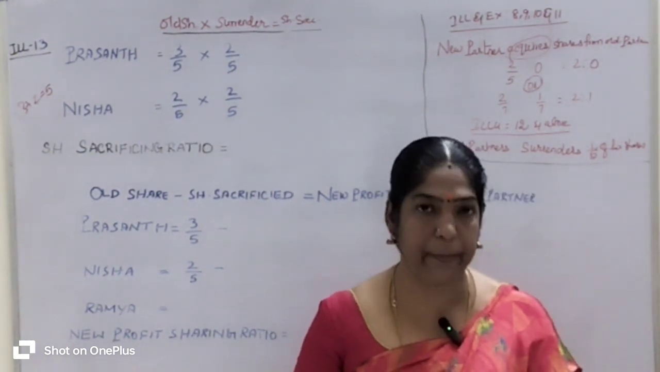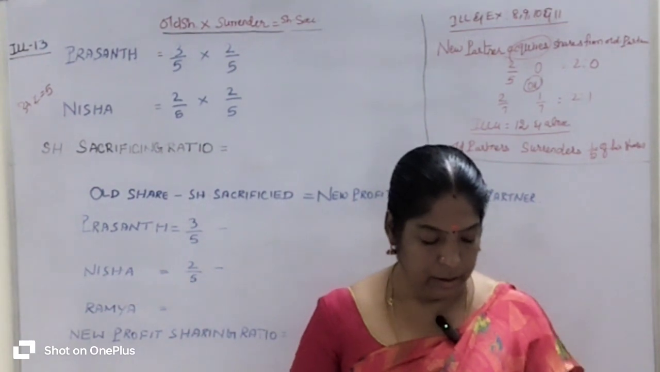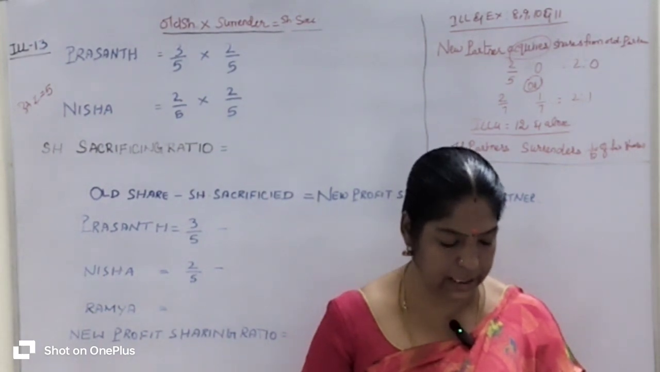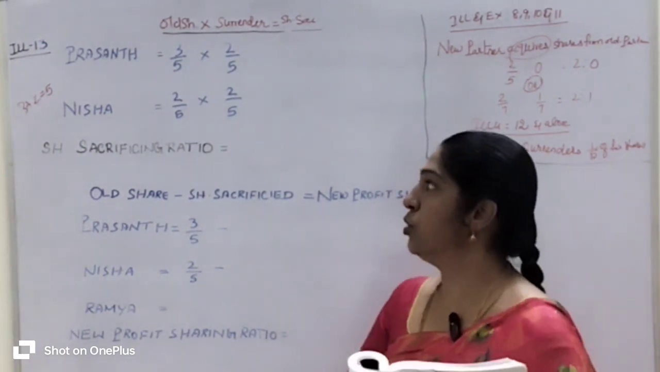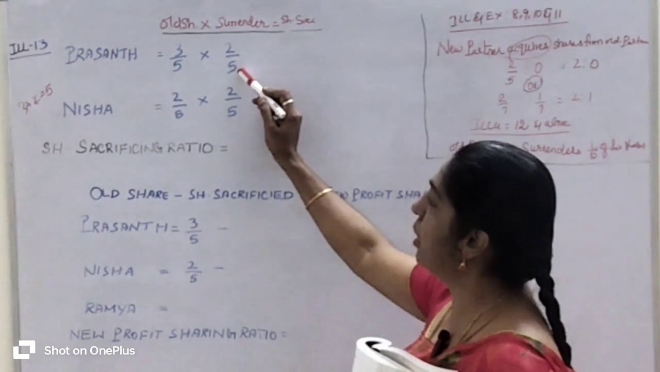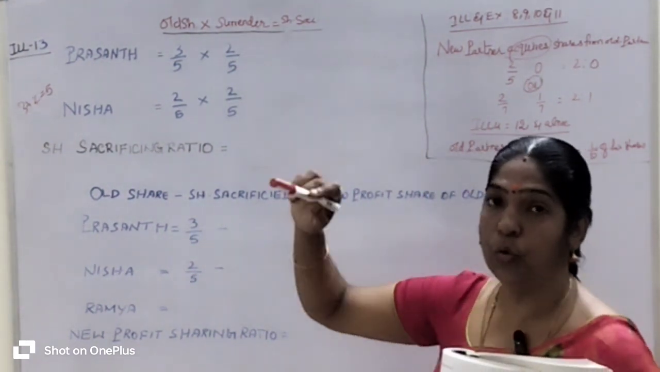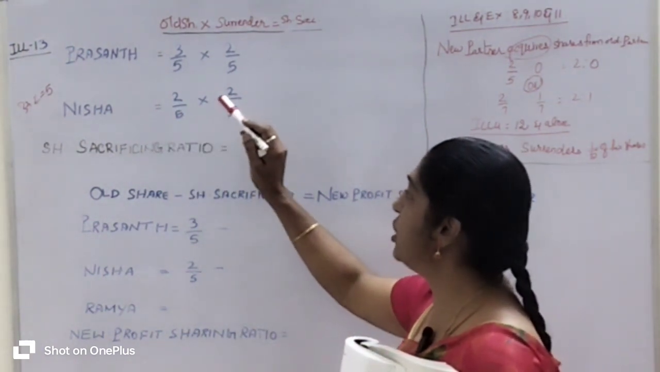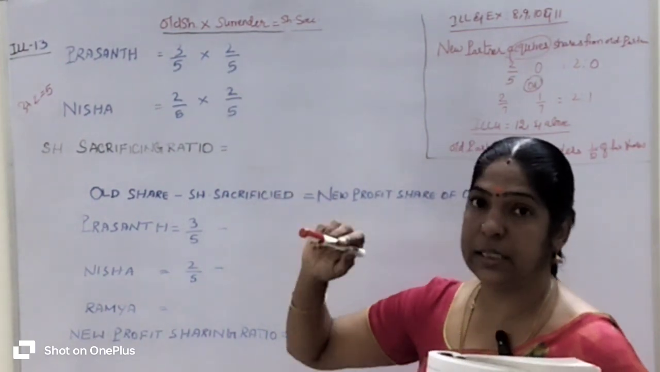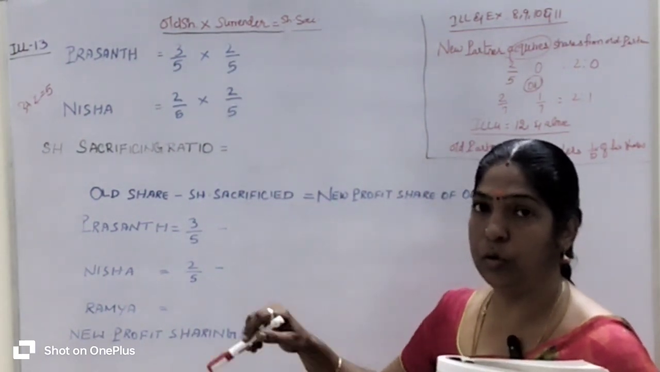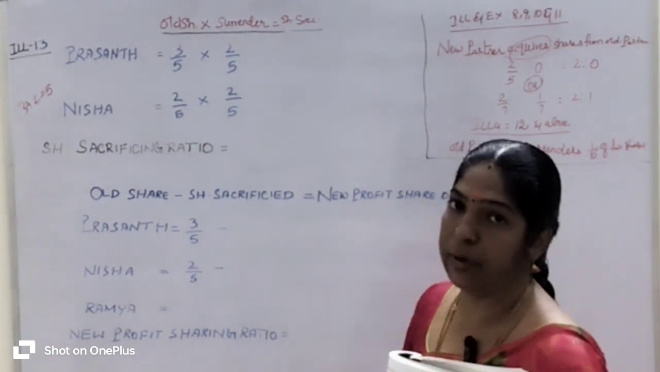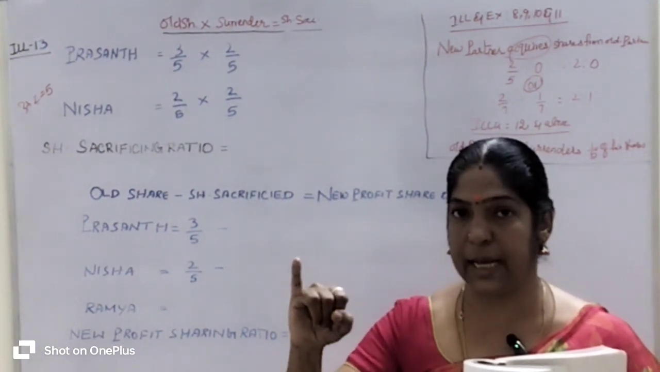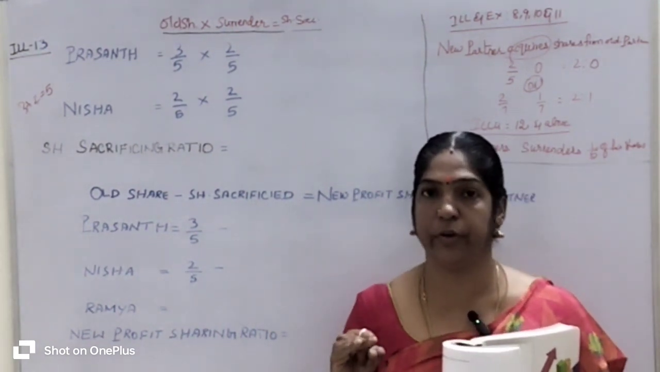Then they admit Ramya as a new partner. Prashant surrenders 2/5 of his share. Nisha surrenders 2/5 of her share in favor of Ramya. So Prashant surrendered 2/5 of his share to whom? In favor of new partner Ramya. Similarly, the old partner Nisha surrenders her share in favor of whom? To new partner Ramya, 2/5 of her share. What they asked? They asked to calculate share sacrificing ratio and new profit sharing ratio.